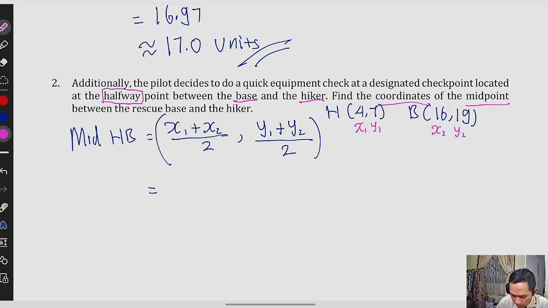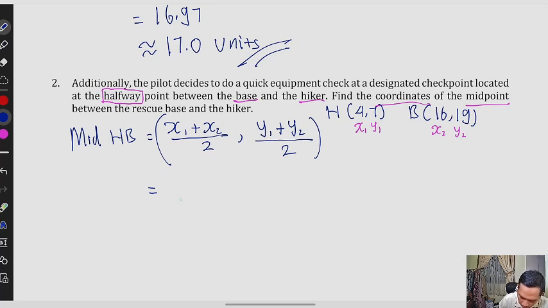You can switch anyway. I put x1, y1 here as 4,7, but you can choose this as x2, y2. It doesn't matter. And the other one, I choose x2, y2, and you can choose this as x1, y1. It doesn't matter. But something you cannot do is make 4,7 here x1, y2. Cannot, yeah? So x1 will be paired with y1, x2 will be paired with y2. So it must be consistent like that.